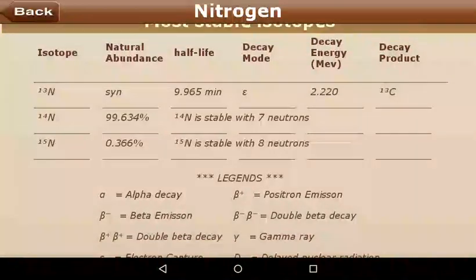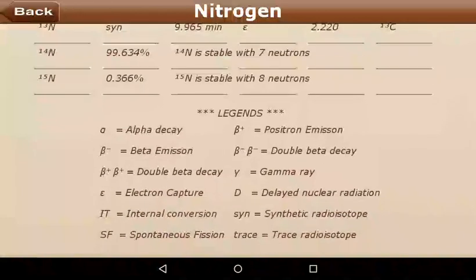The nitrogen-14 has an abundance of 99.634% and is stable with 7 neutrons. The last one, nitrogen-15, has 0.366% and is stable with 8 neutrons.